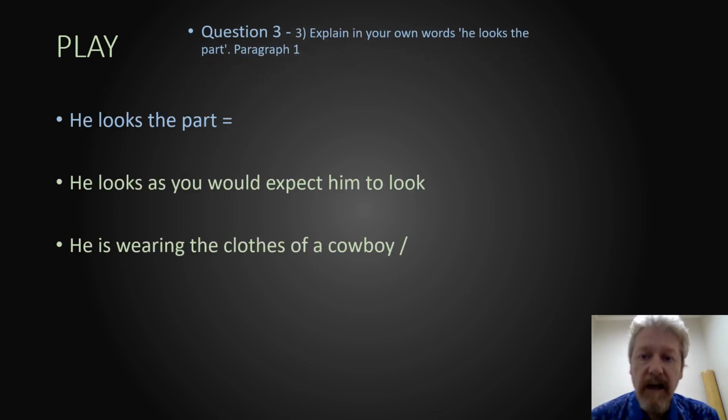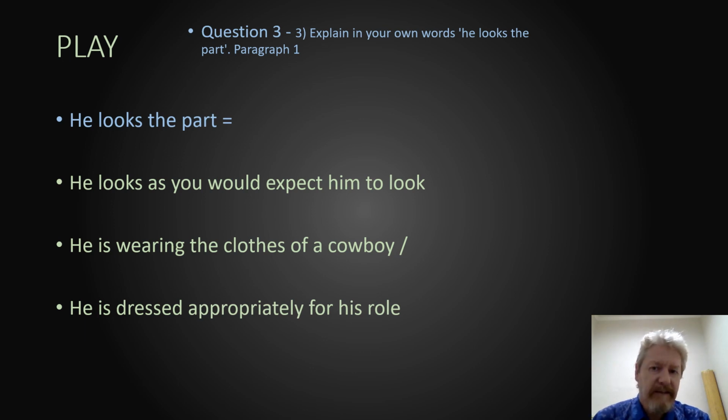Question 3, you have to explain in your own words that what he looks the part means. So it could be something like, if somebody looks the part, it means they look as you would expect them to look. Okay, or because he is a cowboy and he looks the part, that means he is wearing clothes of a cowboy, as you would expect him to look. And it can also mean, in this case, he is dressed appropriately for his role. So any of these kind of meanings, you'll get the point.